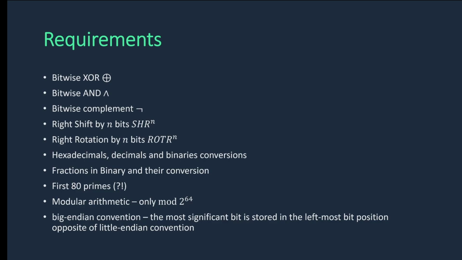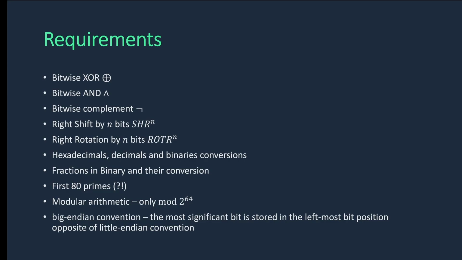We're going to see the first 80 primes being used in this algorithm. If this is your first time encountering the SHA functions, it could sound very random, but we will go over that and see why it's being used. And then we also need to be familiar with modular arithmetic. We will see that a lot of additions in the algorithm are done over mod 2 to the 64.